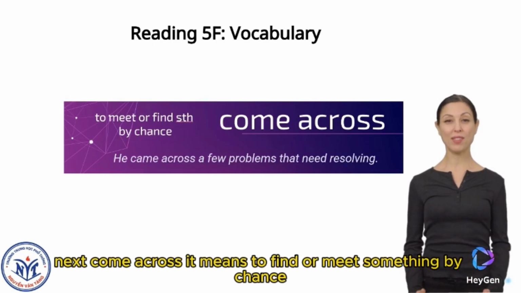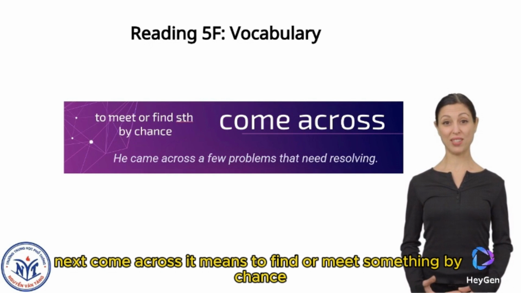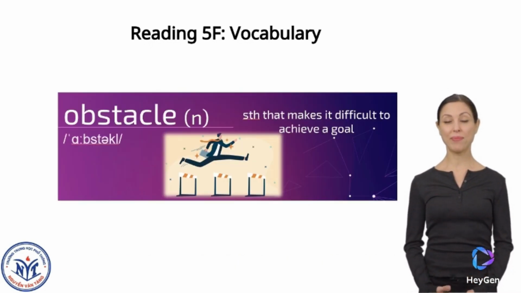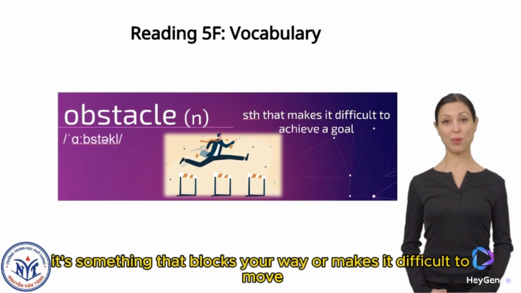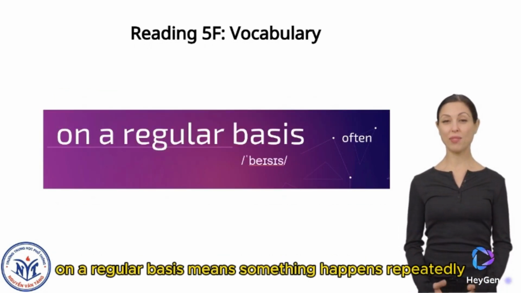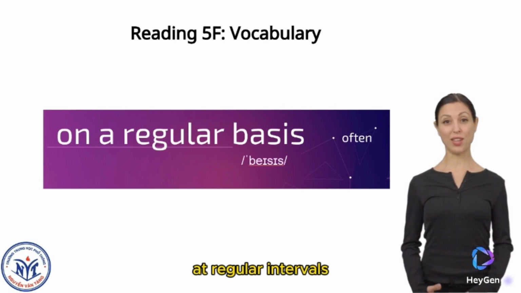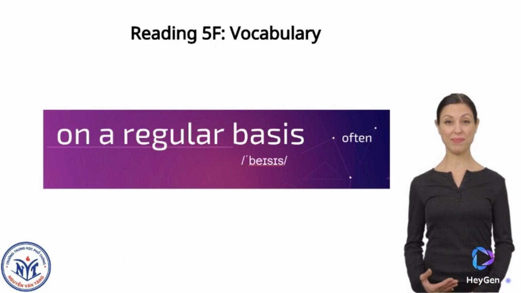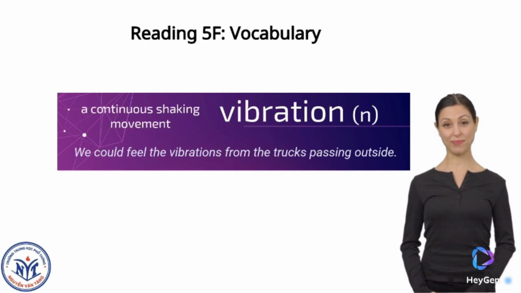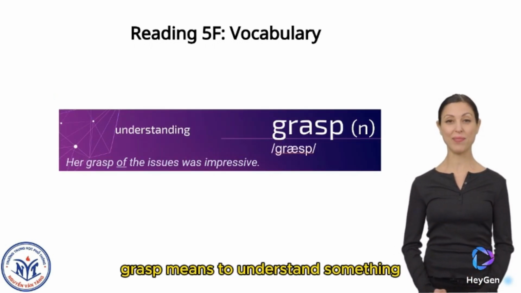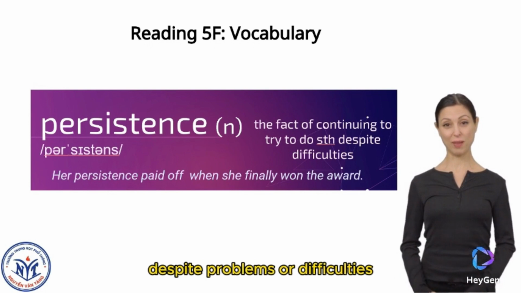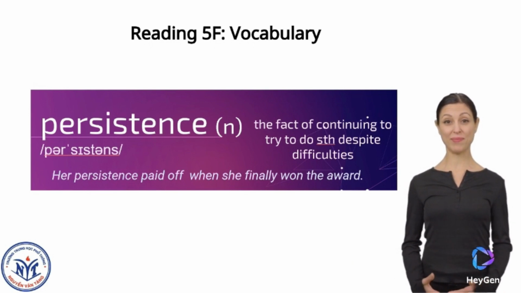Next, come across. It means to find or meet something by chance. How about obstacle? It's something that blocks your way or makes it difficult to move forward. On a regular basis means something happens repeatedly at regular intervals. Vibration is a continuous slight shaking movement. Grasp means to understand something. Persistence is the quality of continuing steadily despite problems or difficulties.